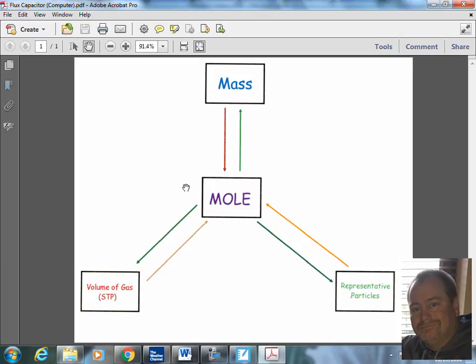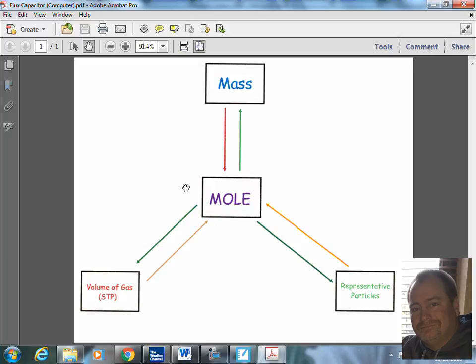STP. Now, what that means, ladies and gentlemen, is that this has to be at certain conditions that we call standard temperature and pressure. That's what STP is. Standard temperature and pressure. And at standard temperature and pressure, the standard temperature is 0 degrees Celsius. Okay? The standard pressure is 1 atmosphere of pressure. So at those conditions, we know the volume of a gas.